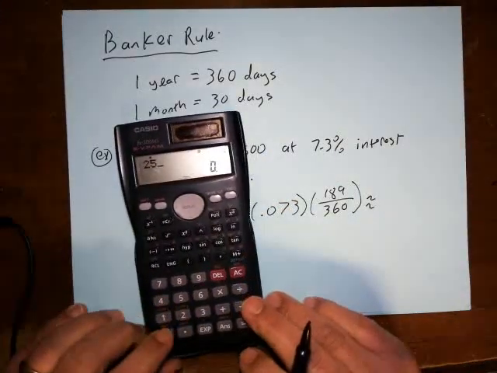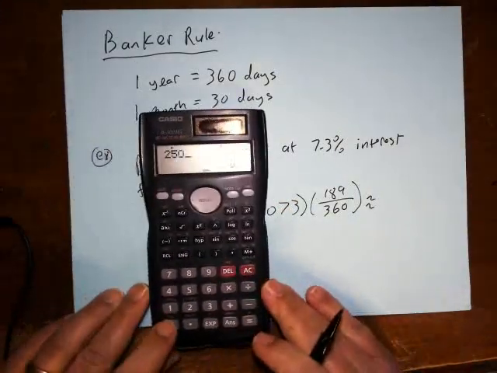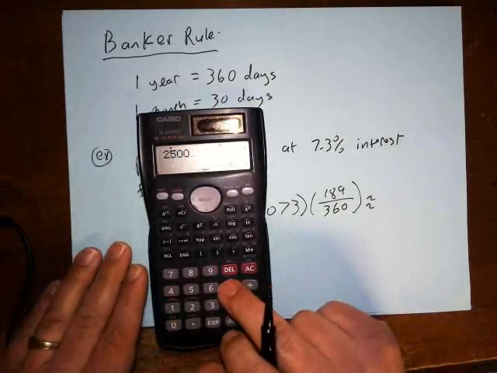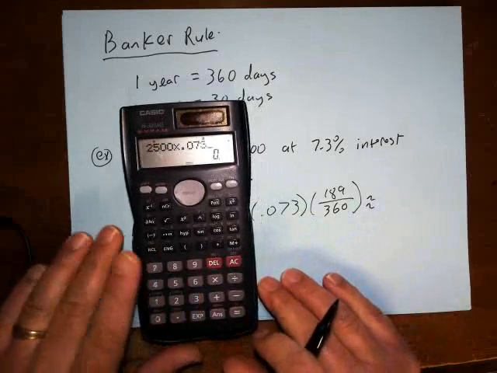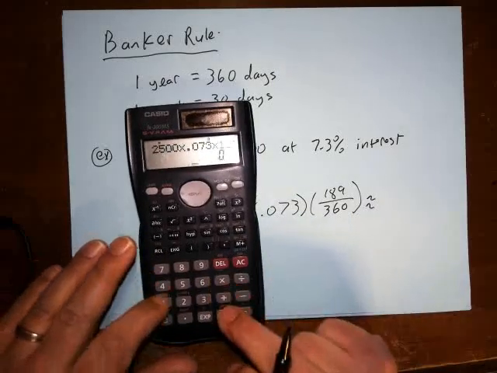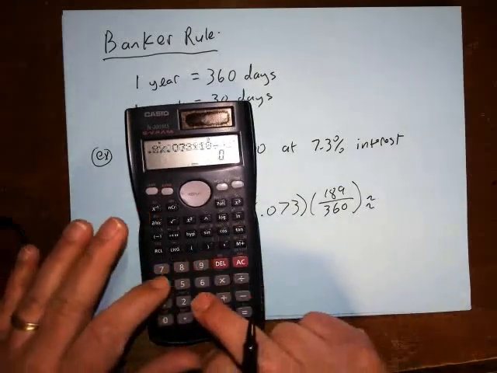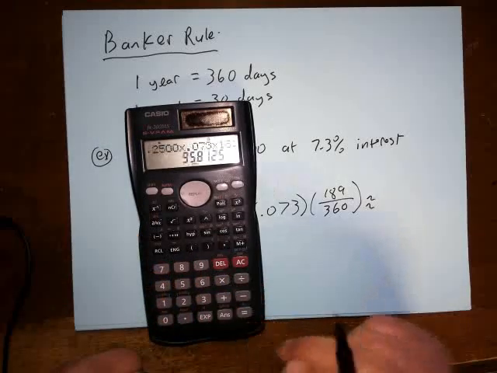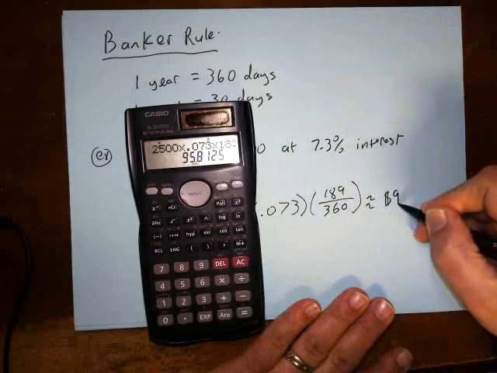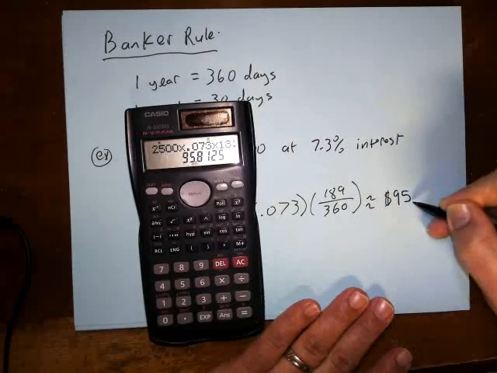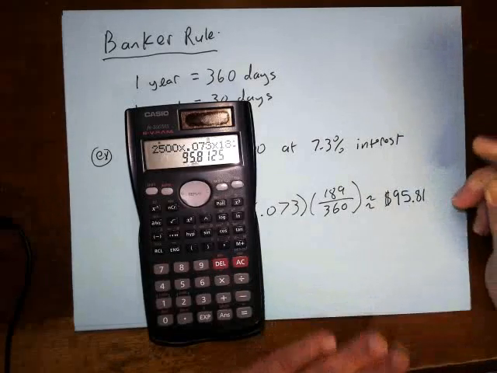So 2,500 times 0.073 times 189 divided by 360. And so this is 95.81.